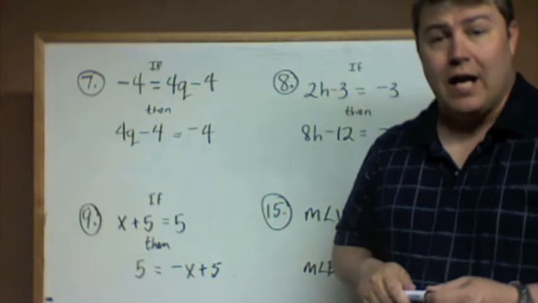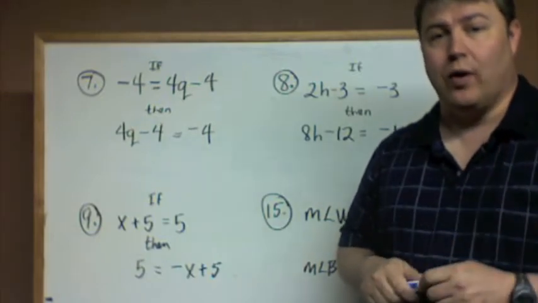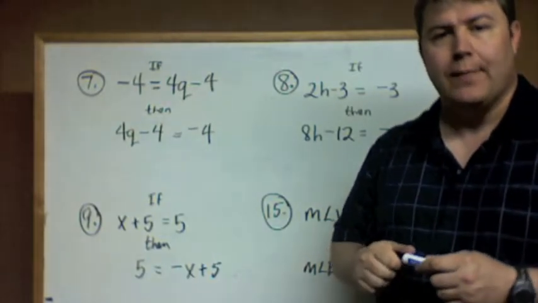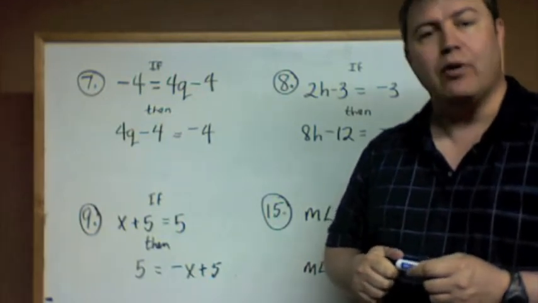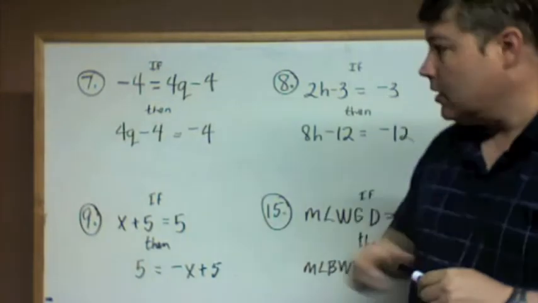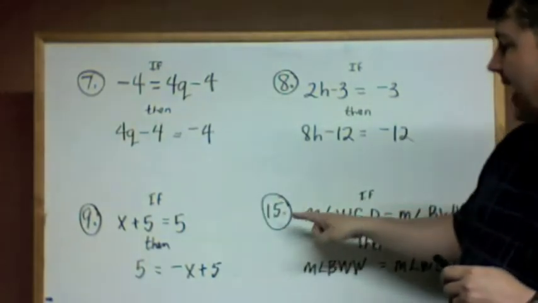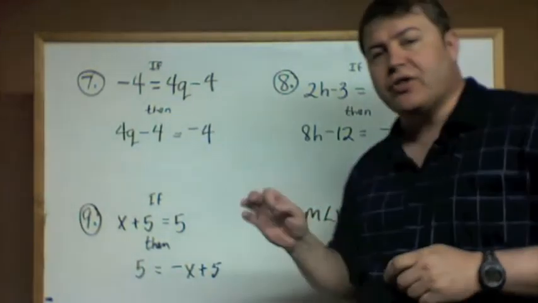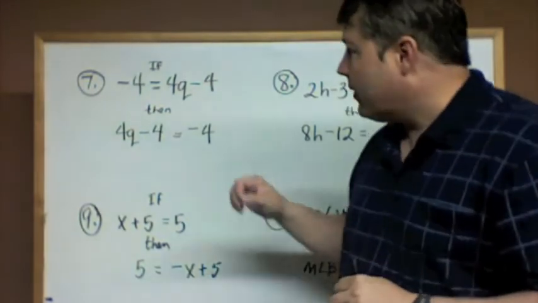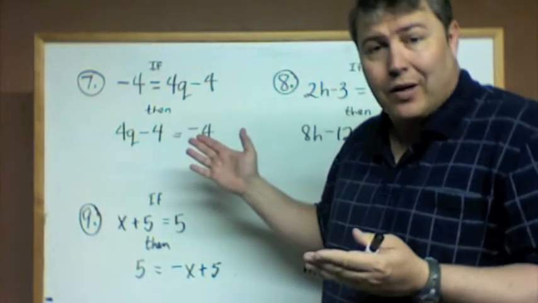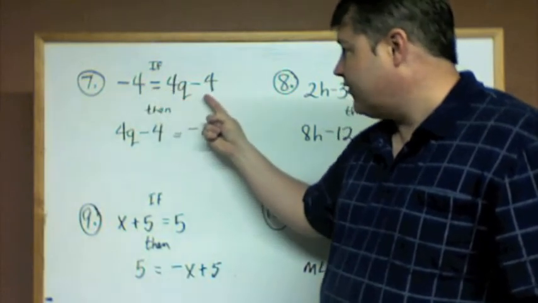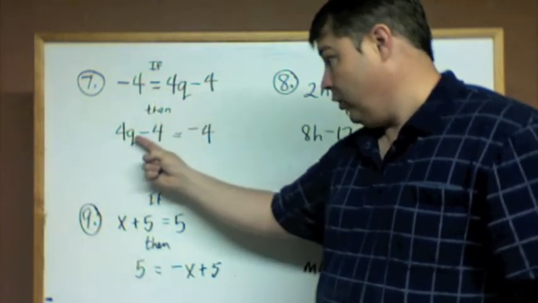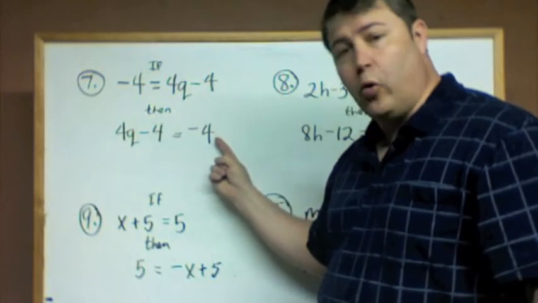Hi, gang. Again, this is Geometry Section 1.3, and we're talking about properties, and now we want to try and identify some of the properties. And I'm going to work these examples on your worksheet, number 7, 8, 9, and 15. So we'll start with number 7, and what they say is identify the property. If negative 4 equals 4q minus 4, then 4q minus 4 equals negative 4.